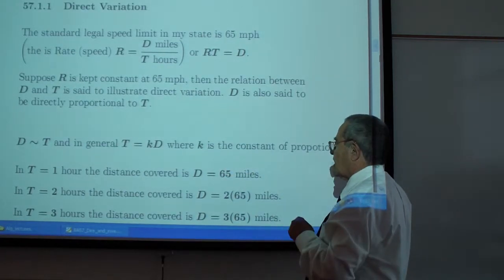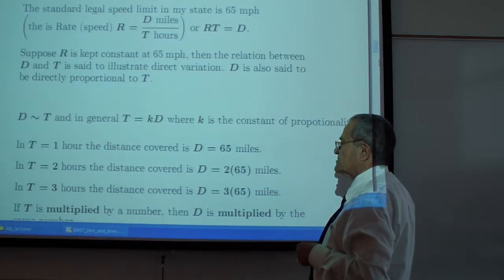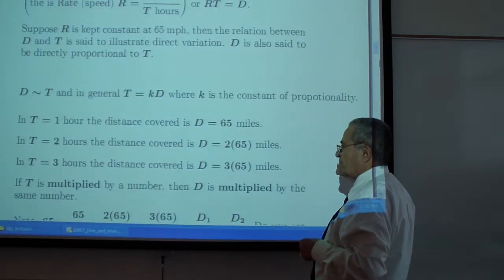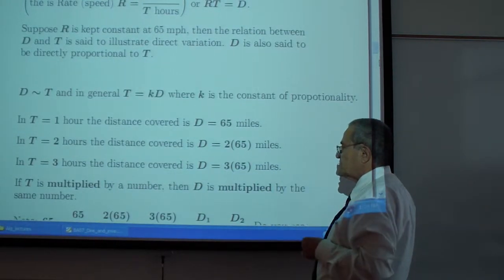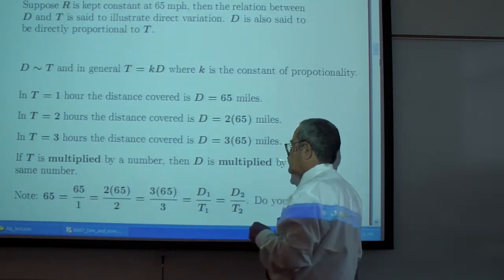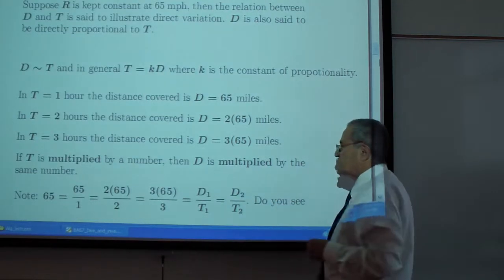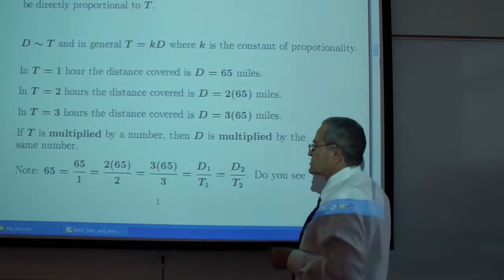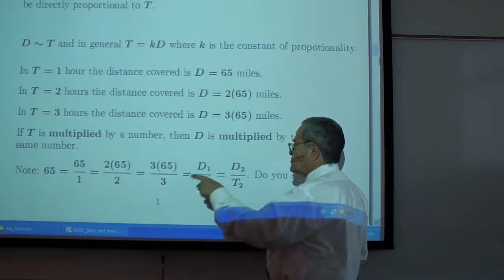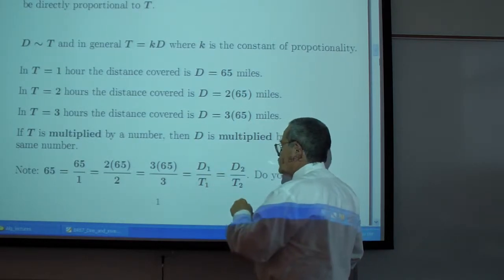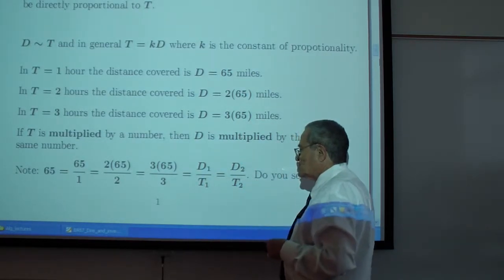In 1 hour, the distance is 65 miles. If t is 2, the distance is 2 times 65. If t is 3, the distance is 3 times 65. If t is multiplied by a number, then d is multiplied by the same number. That is direct variation. So 65 is 65 over 1, 2 times 65 over 2, and so on. Distance 1 over time 1 equals distance 2 over time 2.